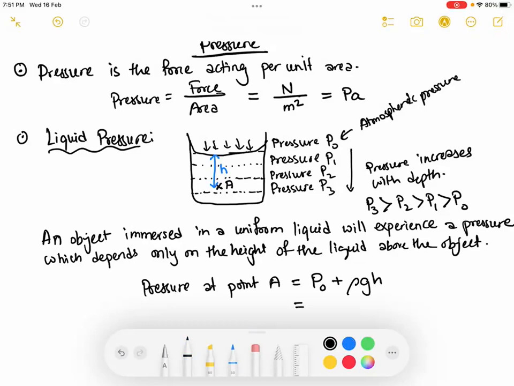What is P naught? That is the atmospheric pressure. So this pressure on the very top from the atmosphere, plus rho GH, which is the pressure from the liquid that is above point A. Okay, so that is it.